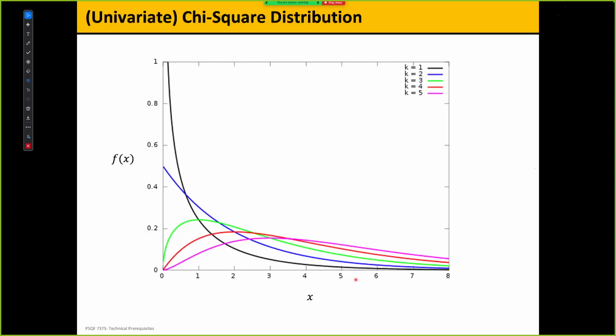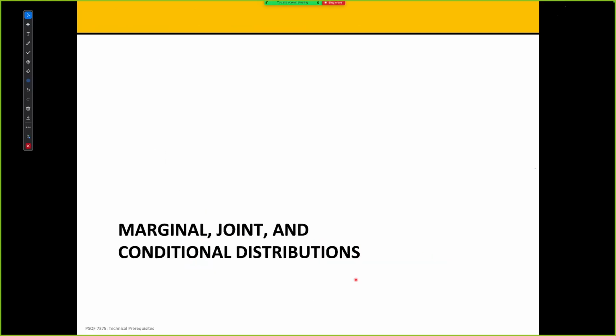So, questions, chi-square, distributions, any of that? Doing good then. All right.